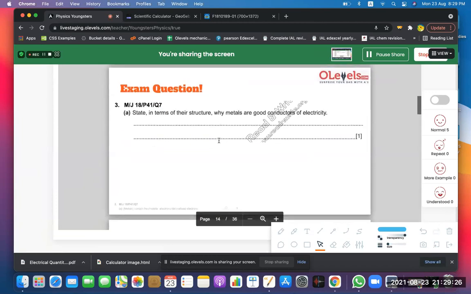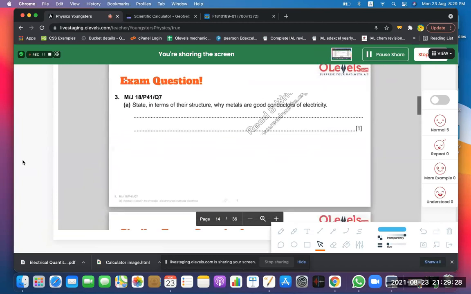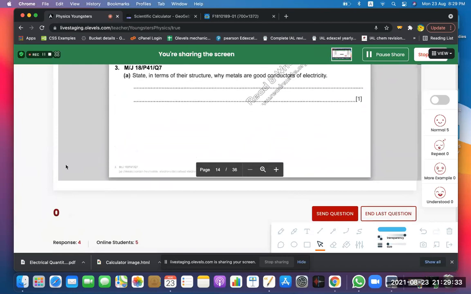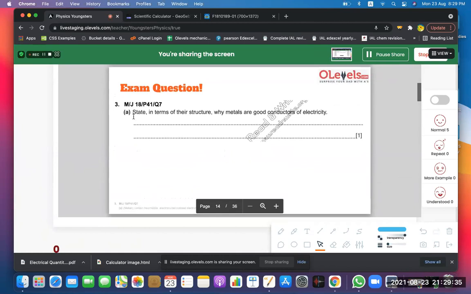Now, we have an exam question here. Let's see what this exam question says. What's our first step? How do we start the exam question? First we will analyze the keywords. Very good. Keep it up. So what are the keywords here?